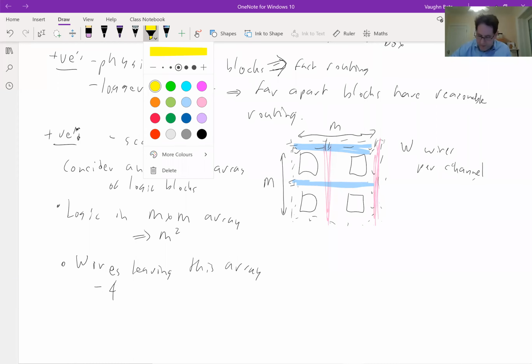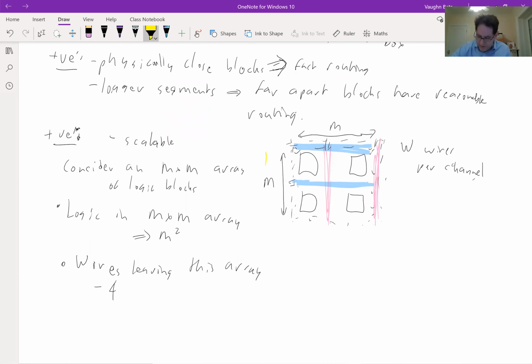So I've got 4 sides, right? There's my side 1, 2, 3, 4. So that's where the 4 comes from. And then the number of routing channels on each of those sides is M. I've drawn a 2 by 2 array here, and so if M equals 2, I have 2 routing channels. If M was 3, I'd have 3 and so on. And then the number of wires in each of those routing channels is W. So 4MW is the amount of wires leaving.